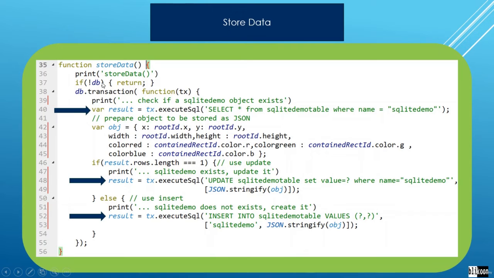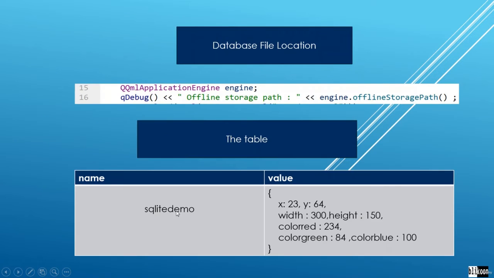We are checking to see if the database exists. If it doesn't exist, we return, and we do a transaction to store the data. We want to see that we have our value in the table. So we are selecting everything from SQLite demo table where the name equals SQLite demo. Remember that our table has a field called SQLite demo. This is what we are checking for.